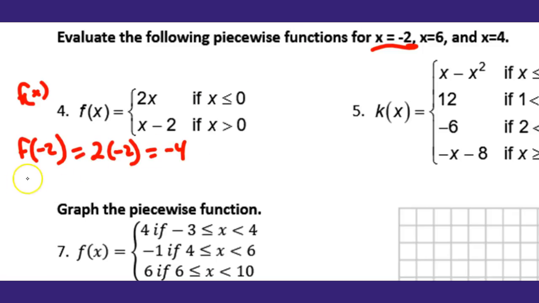Next, I'm going to do f of 6. And I ask myself, is 6 less than or equal to 0? Absolutely not. 6 is not less than 0. Is 6 greater than 0? It is. So I'm going to use this function to evaluate this. So I go 6 minus 2 is 4.